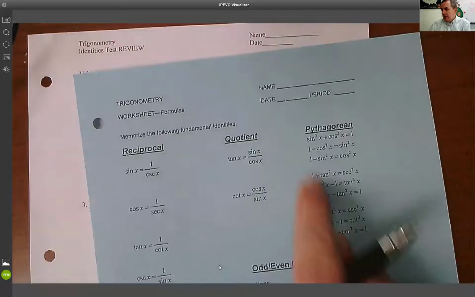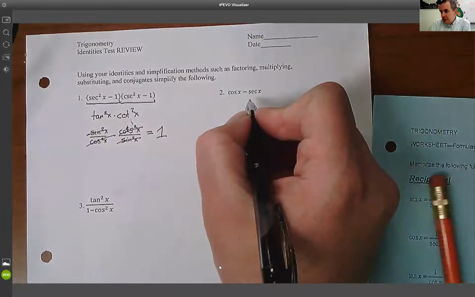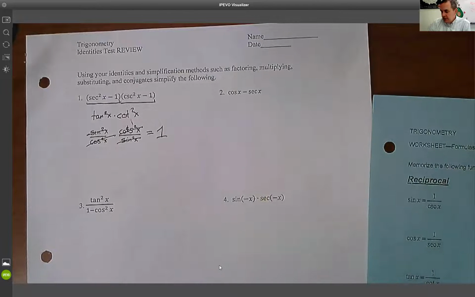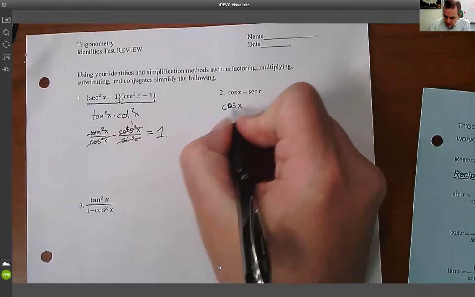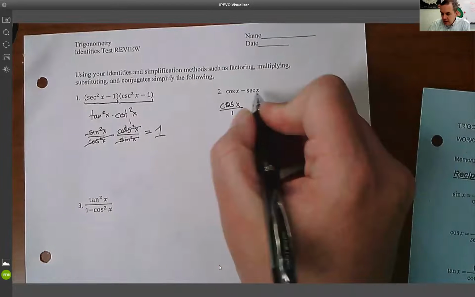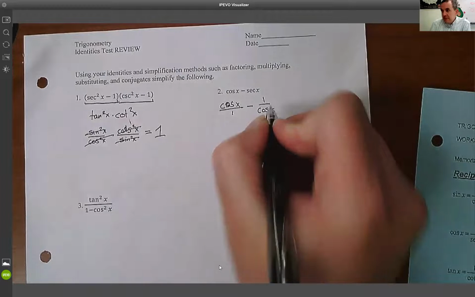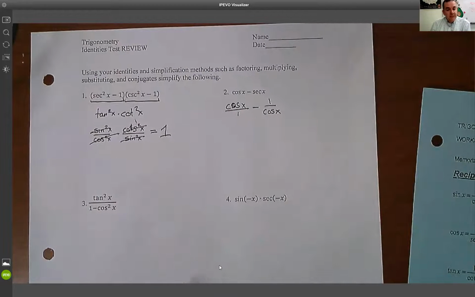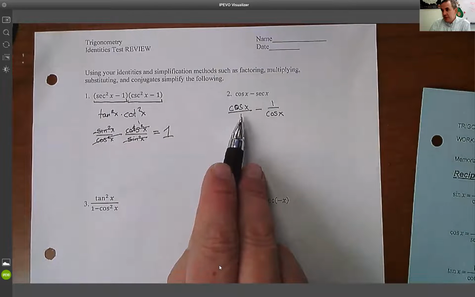Next one, cosecant minus secant. Nothing is squared, so I can't use a Pythagorean. What I need to do is rewrite these in terms of sines and cosines. So cosine x is already written, so it's cosine x over 1 minus secant x. Well, secant x is 1 over cosine x. So now I need to find a common denominator. The easiest way to find a common denominator is to multiply the two together.